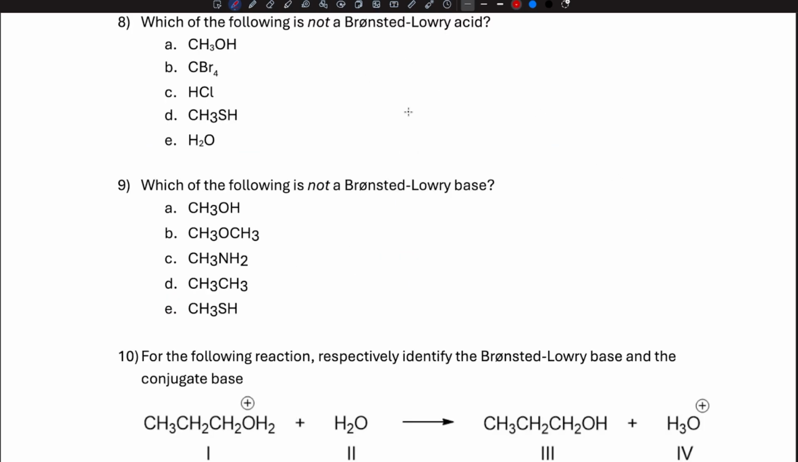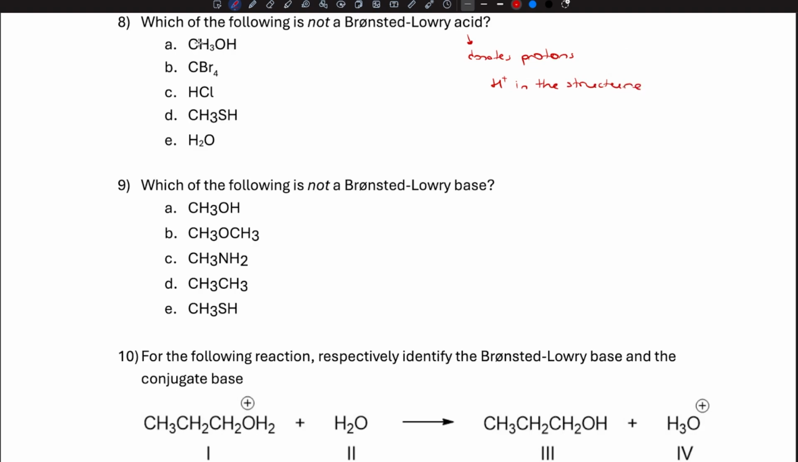In questions 8 and 9, we're just being asked to use the definition of the Bronsted-Lowry acid and base to identify which one of these does not match the definition. And so let's remember that a Bronsted-Lowry acid donates protons, meaning that we have to have H in the structure, right? We have to have donatable H's. If we don't have H's in the structure, well, what protons are you going to donate, right?